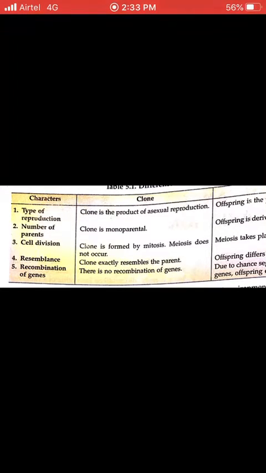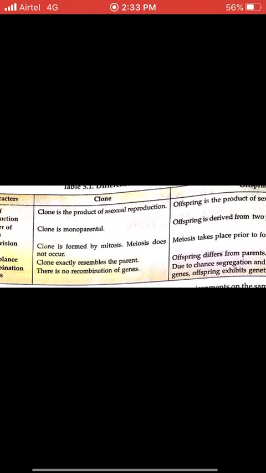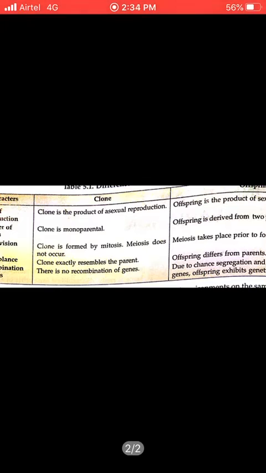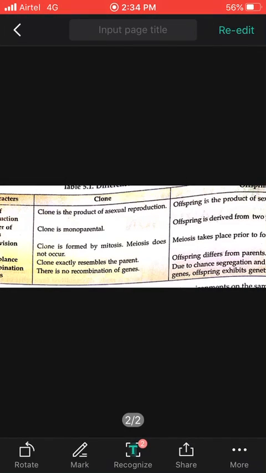Recombination: in clones there is no recombination, as they are produced from a single parent, while in offspring there will be recombination as offspring carry two sets of characters. So this is all for today's topic, and in the next topic we will study variation. What is variation? Then we proceed further with the chapter. So okay students, prepare notes for it. Thank you.